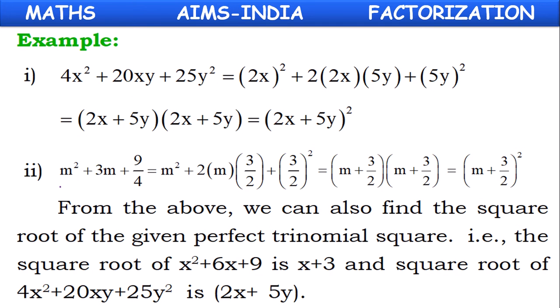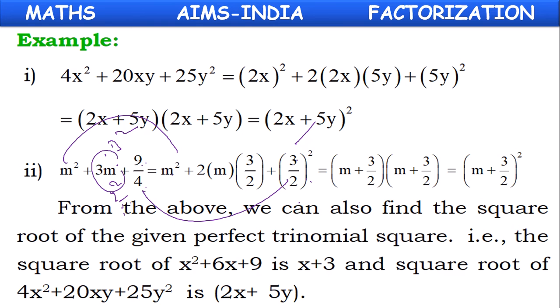Or another example, children, m square plus 3m plus 9 by 4. m square is a perfect square. 9 by 4: 9 can be written as 3 square, 4 can be written as 2 square. We can write it as 3 by 2 whole square. So m square, and (3 by 2) whole square.